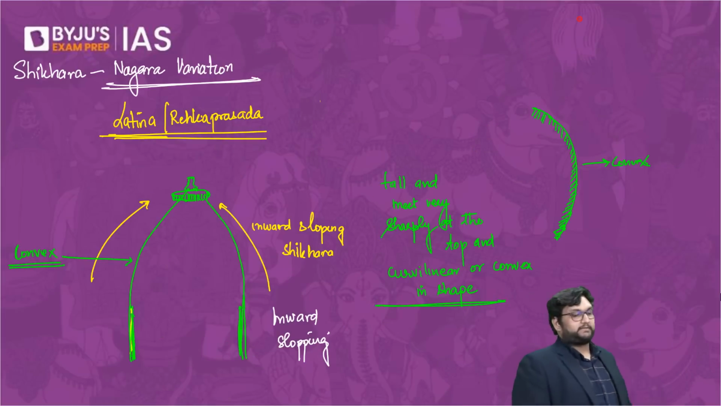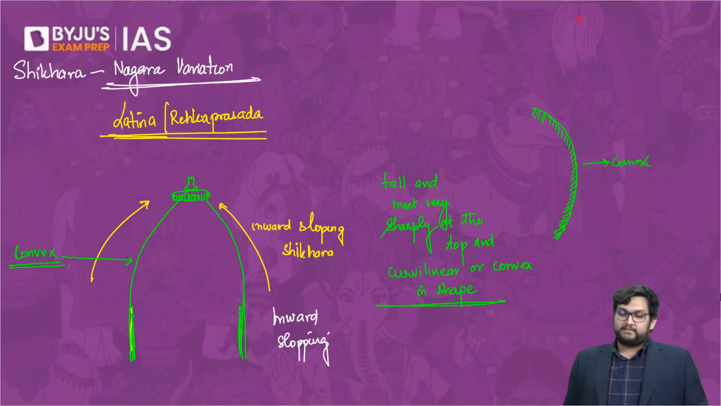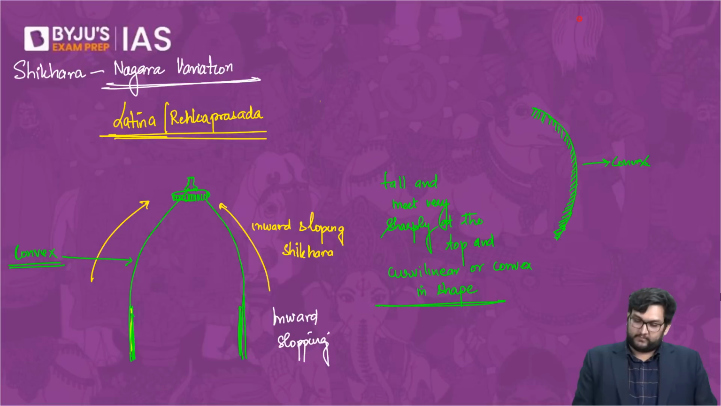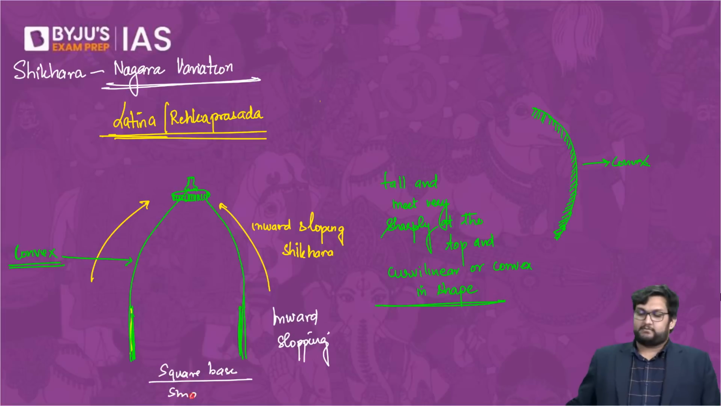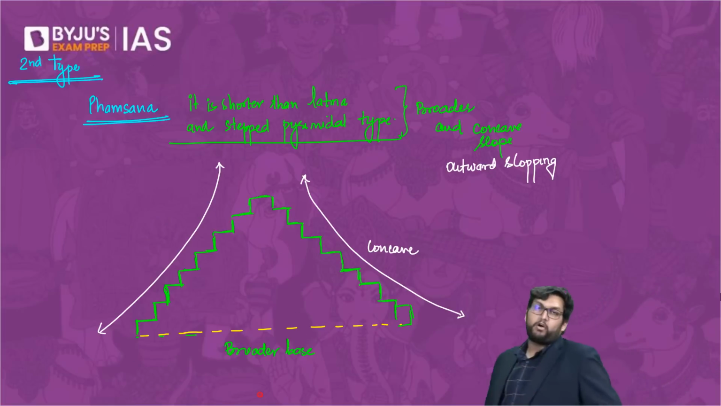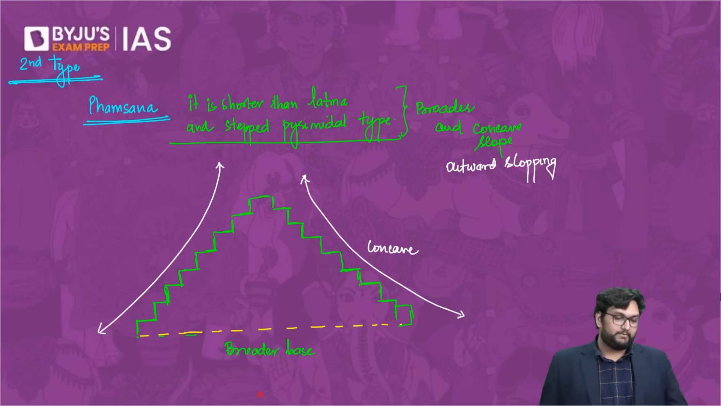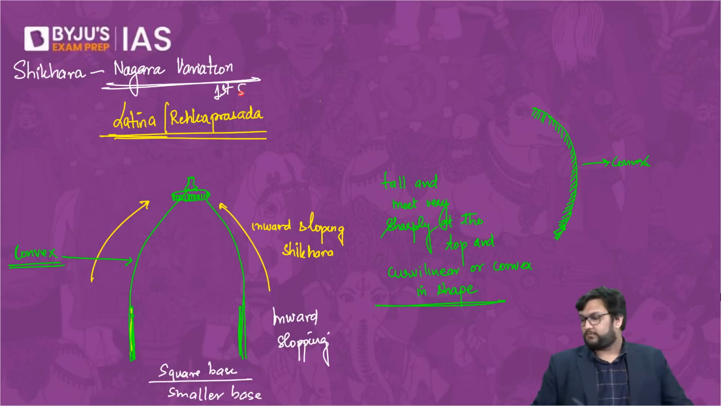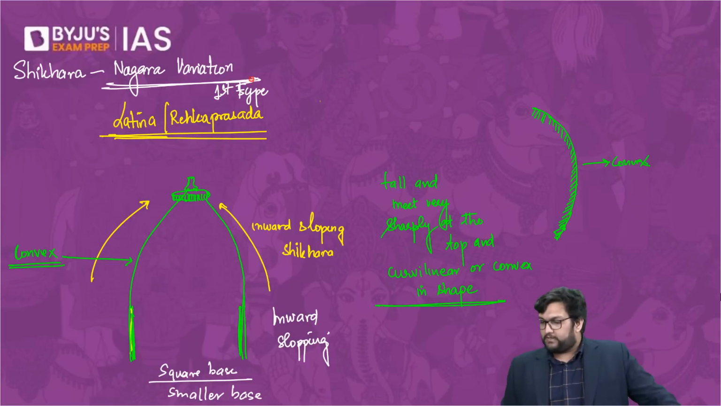If this is convex, this is concave. This is a square base, smaller base; here it is a broader base and concave in shape. Does it make sense? Latina and Famsana, first and second type. In Latina, the base is always square, not specifically, but generally. Are we clear? Okay.